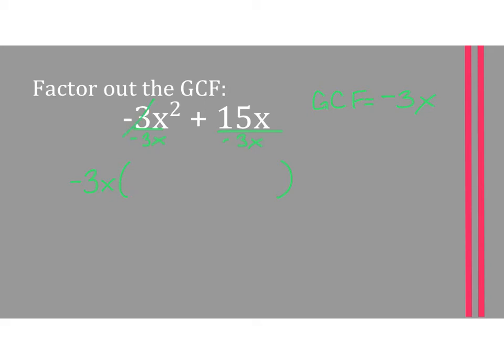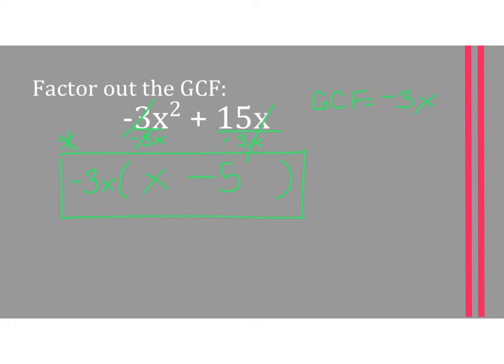So negative 3 divided by negative 3 is positive 1. And x squared divided by x is x. So again, if you want to write that 1 in there because you like that, that's fine. I just don't typically write that. And then 15 divided by negative 3 is negative 5, so I put minus 5. And x divided by x, they cancel. So my answer is negative 3x times the quantity of x minus 5.